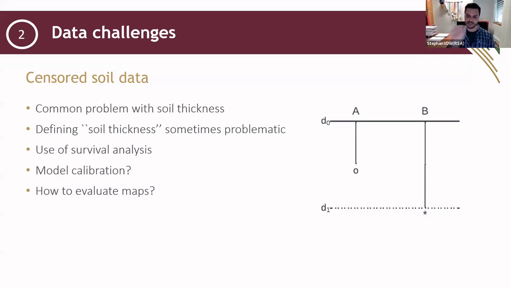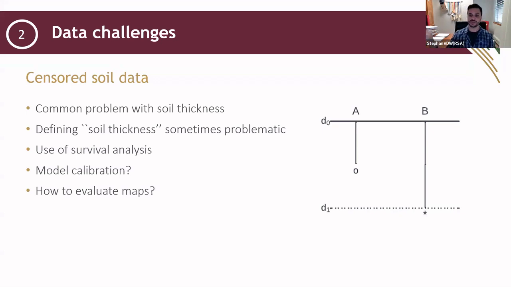D1 at the bottom, the dotted line, is some sort of definition of what soil thickness is, and I'll talk about that in a moment. And then A and B are your two locations. So at location A, the soil surveyor went to a certain depth, and this round indicator shows that we actually didn't hit the true definition of soil thickness. So that would then typically be a right censored value.